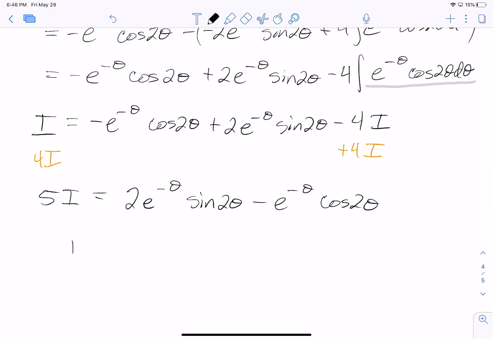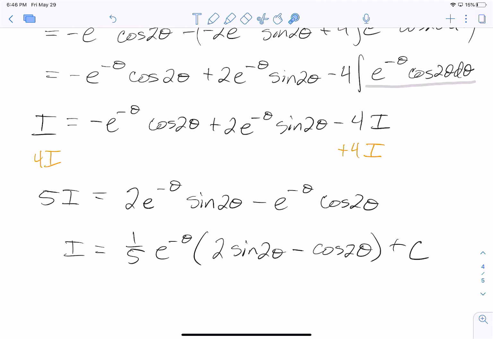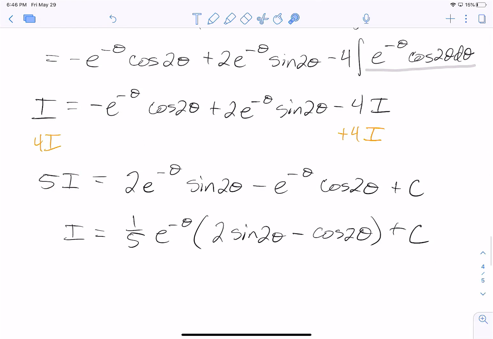Dividing both sides by 5 is going to give me that the integral is equal to 1/5. And then I'm going to pull out that e to the negative theta times the quantity of 2 sine of 2 theta minus the cosine of 2 theta plus c. And I waited until the very end to put the plus c. In my mind, it was still wrapped up in these integrals here. You know what? Just for good form, I really should say plus c in the previous step, because I have the integral on one side and then this expression on the other side.